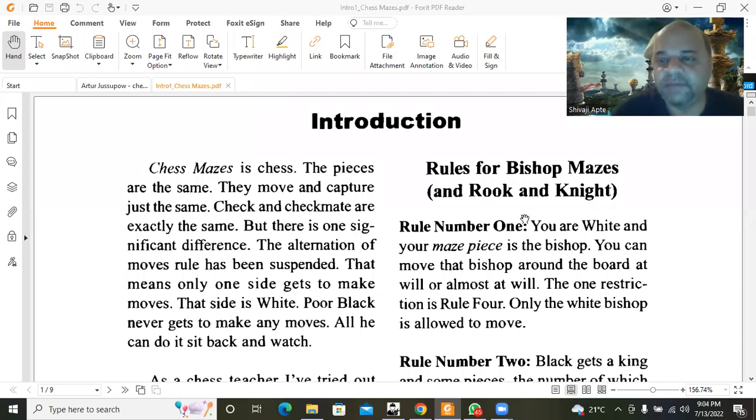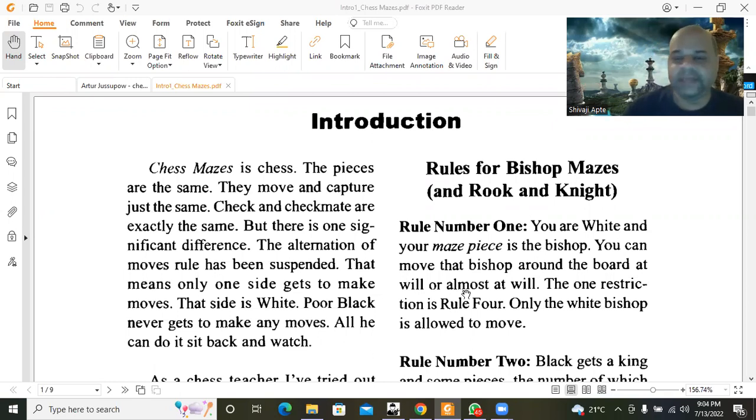So you are already familiar with a couple of types of chess puzzles, like endgame studies and the mate in X or tactical puzzles, either mate or tactics. Now this is another type of puzzle, and this is specifically there to develop your visualization skill. So let us see what a chess maze is.